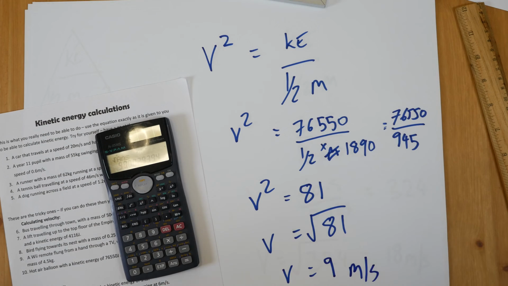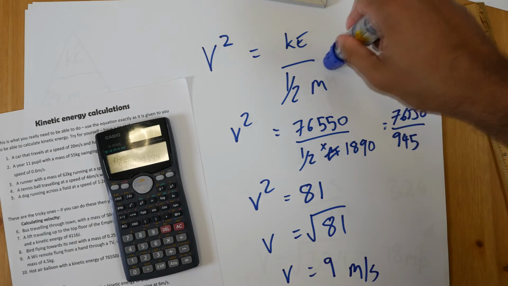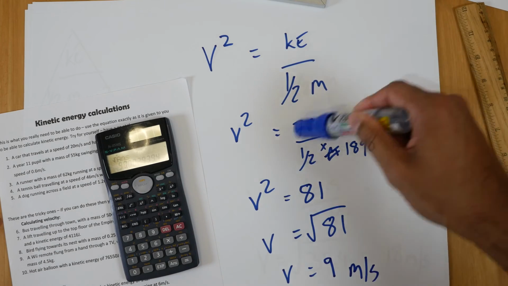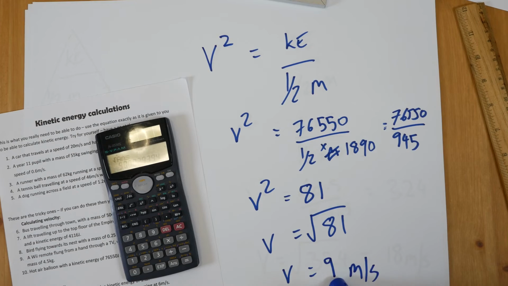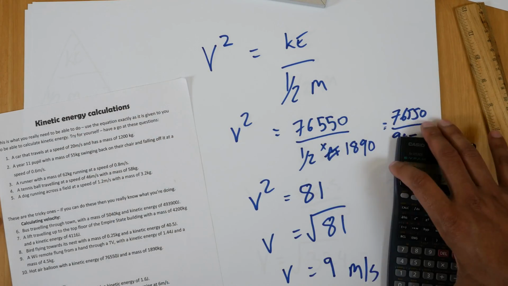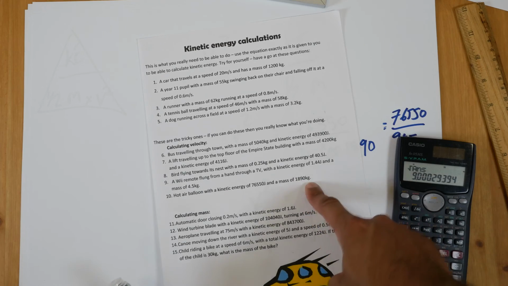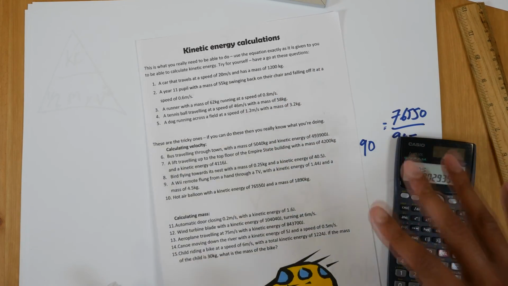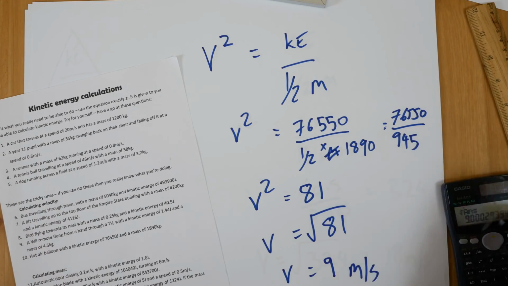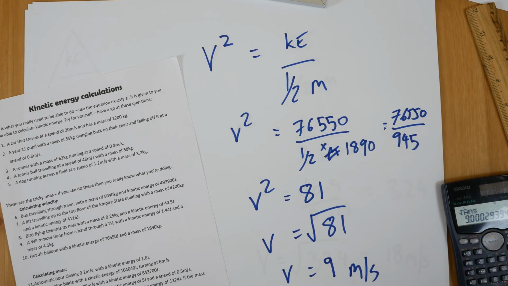So let me show you where the marks lie. 1 mark for the equation, 1 mark for substituting the numbers, 1 mark for the answer, 1 mark for the unit. Please don't leave any of these parts out. Even if, for example, you come across this and you write 9 meters per second, you only get 2 out of 4 marks, and 50% is a failure. We can't have that. We need to get our 100% over here.